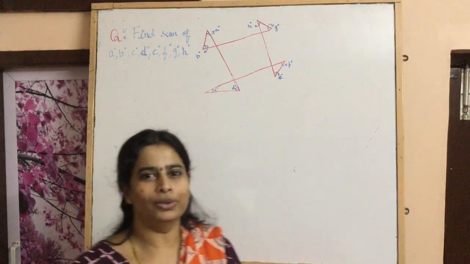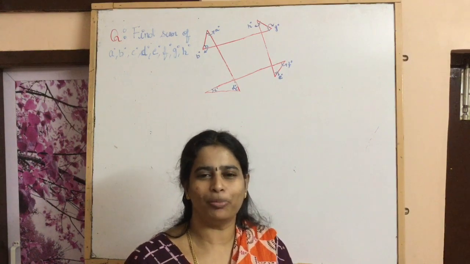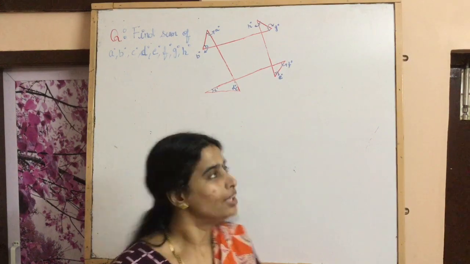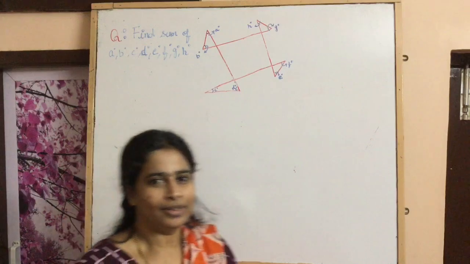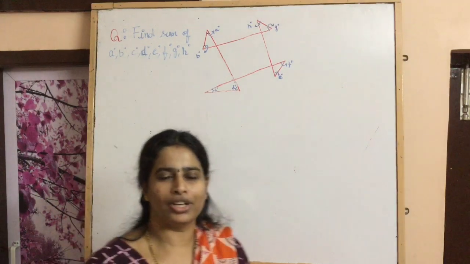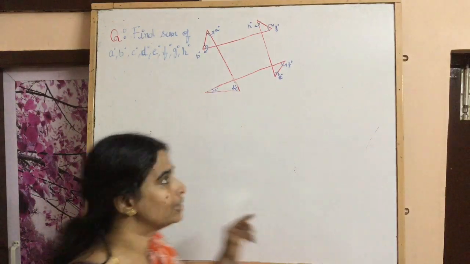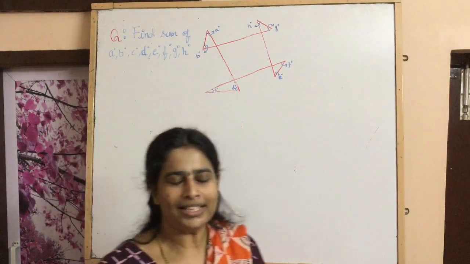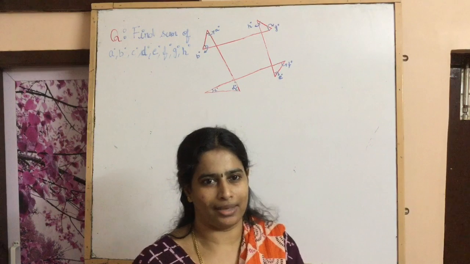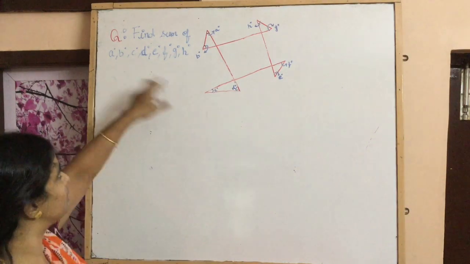Today I am going to deal with a sum based on the property of the triangle. This sum appeared in the Achievers section of IMO for class 8. It looks like a complicated sum, but let's see how we can derive it very easily. Let me read the question first.